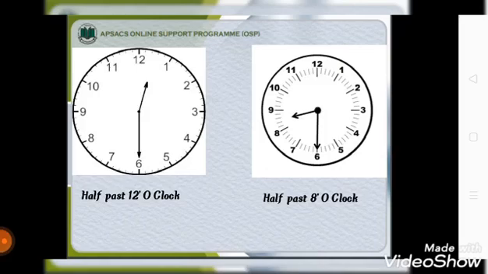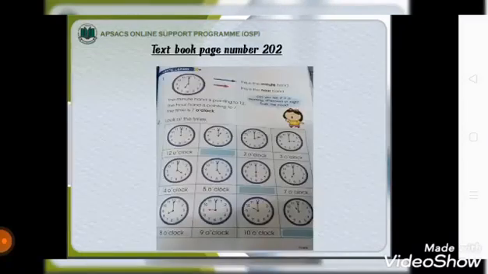Now on the right side, there is another picture. The small hand is in between 8 and 9 and the long hand is on 6. Now can you tell the time? Yes, it is 8:30. Now this is your textbook page number 202. You have to write the correct time shown in the clock.